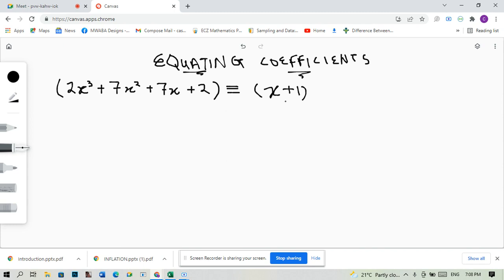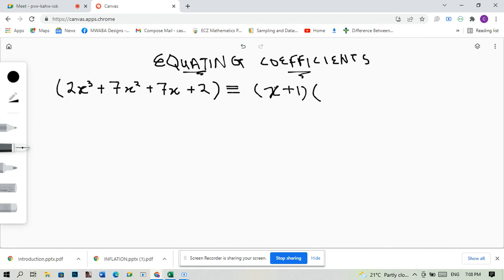So basically what we're trying to find out is, what do we multiply with x plus 1 to get this polynomial here, 2x cubed plus 7x squared plus 7x plus 2? That's what we're trying to find out. So we begin. You're going to open your brackets here.